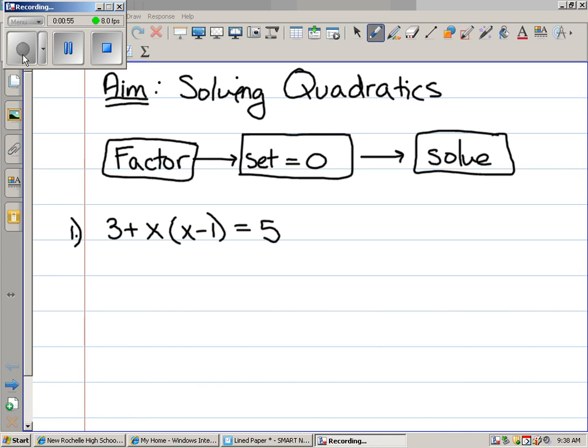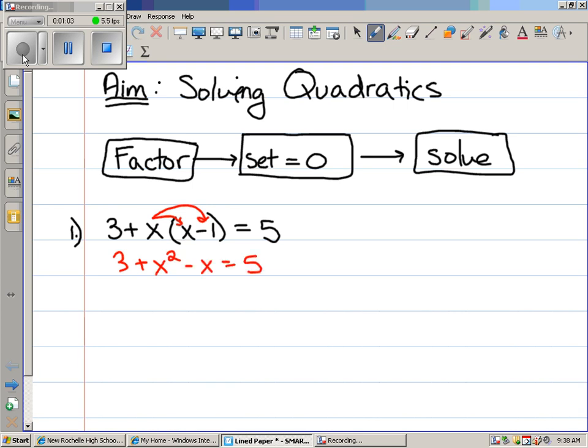Yeah, of course, we're going to distribute first. Like I said, we got to get it in that good form. So it's going to be like 3 plus x squared minus x equals 5. Let's reorganize a little bit, make sure it's all lined up correctly. So we got x squared minus x plus 3 equals 5.